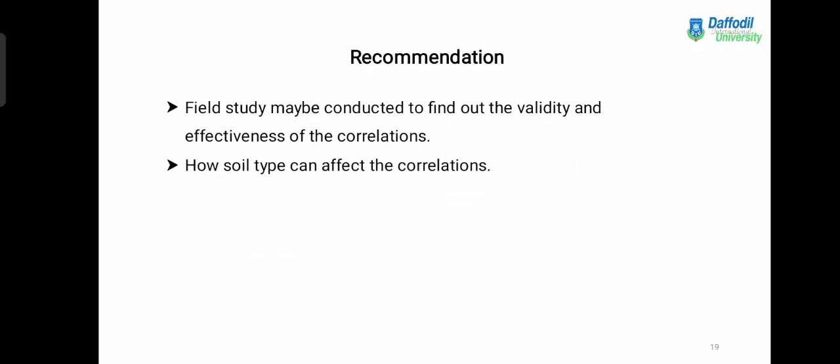Recommendation. It was a laboratory-based investigation, so a field study may be conducted to find out the validity and effectiveness of the correlation in future research. Also, how a change of sample can affect the correlation may be investigated.